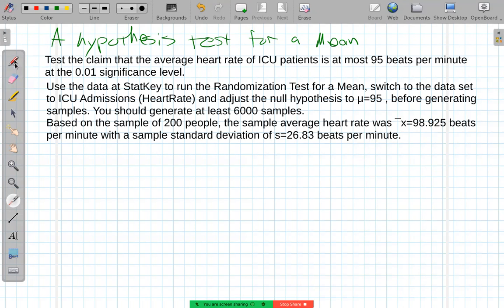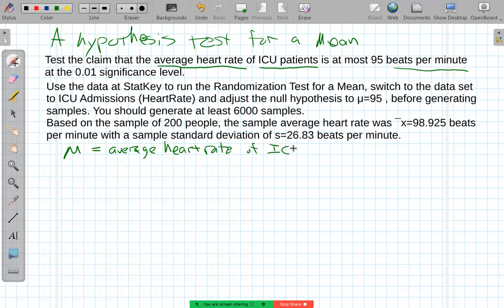All right, before we can go to StatKey and run the test, we have to be clear about what our population parameter is and what our hypotheses are. So I'm going to take population to be all possible ICU patients, and the parameter is going to be average heart rate in beats per minute. So first I'm going to define my parameter mu, and it is the average heart rate of ICU patients in beats per minute.